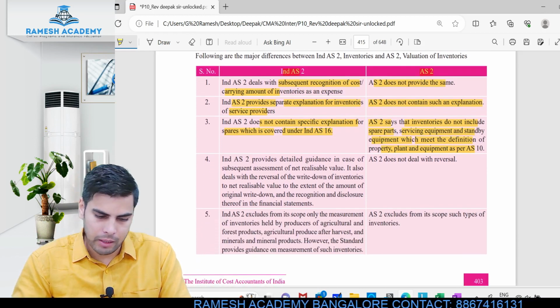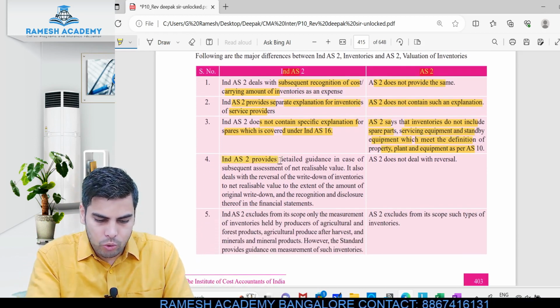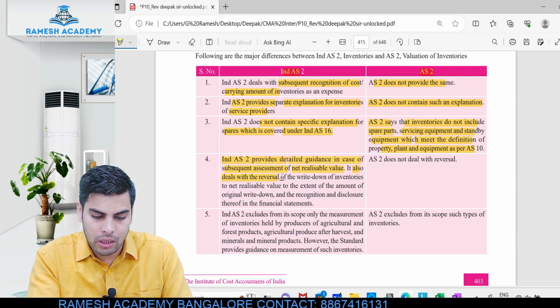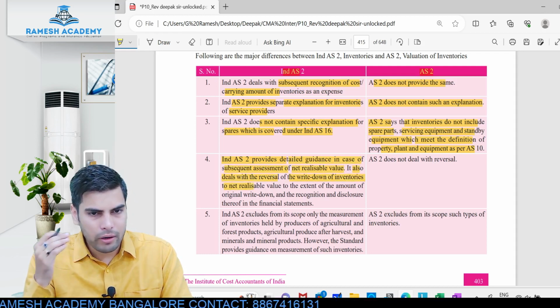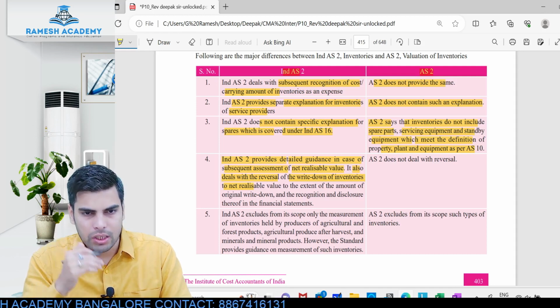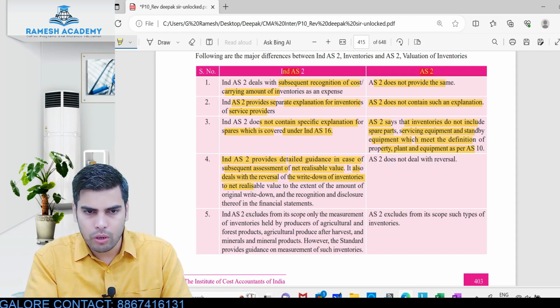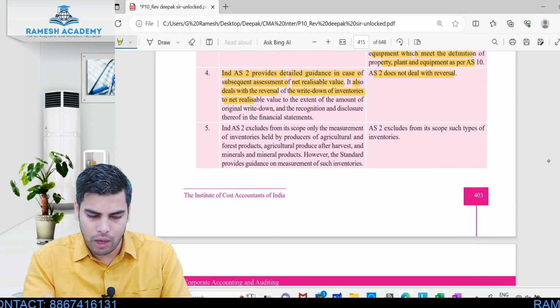Okay. Indian Accounting Standard 2 provides detailed guidance in case of subsequent assessment of net realizable value. It also deals with reversal of the write down of the inventory. In the initial year we have already reduced the value of inventory due to reduction in the net realizable value. Subsequently also we will be tracking the net realizable value. If it is increased, we need to reverse it. But in Accounting Standard 2, we did not have any such valuation.